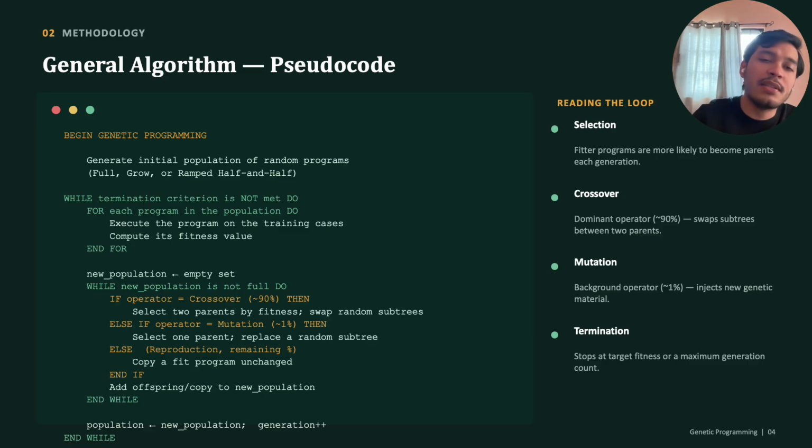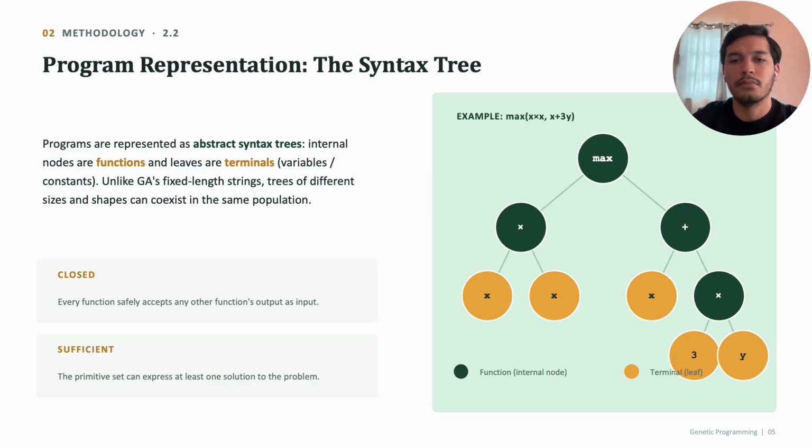The rest of the time we simply reproduce, which is just copying a fit individual unchanged. Then we repeat this whole cycle until we hit a termination criterion. Either we found a program that's good enough or we used up our generation budget. And then, of course, we return the best program found.